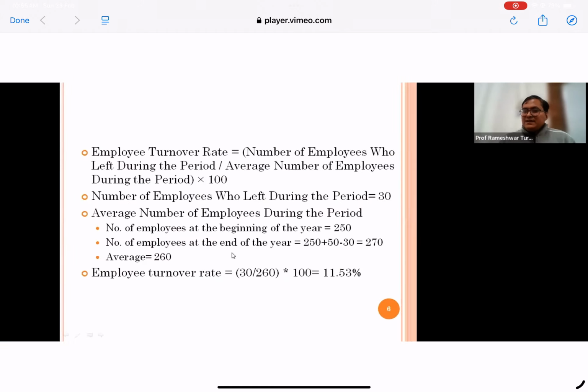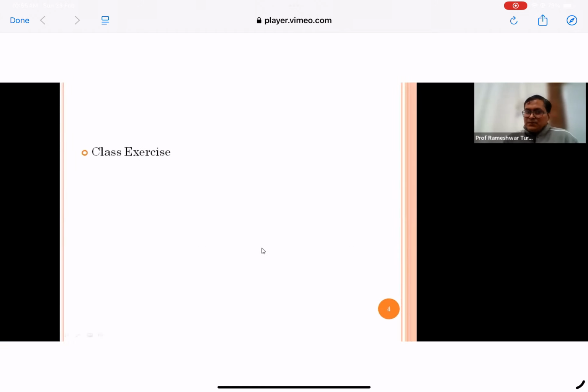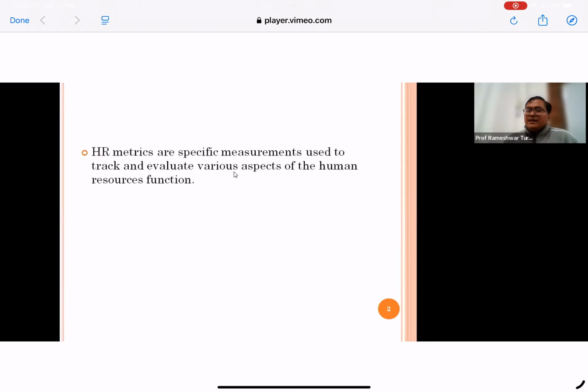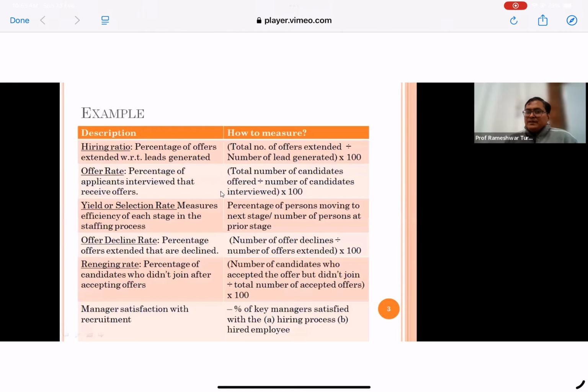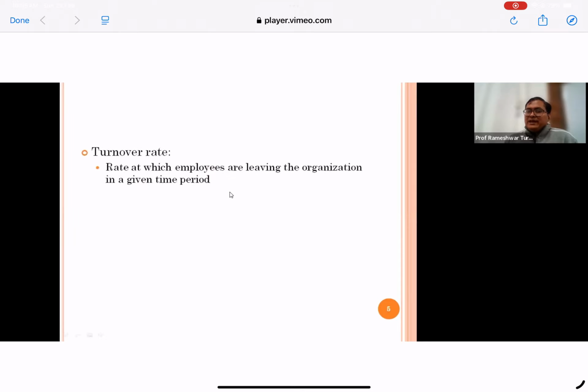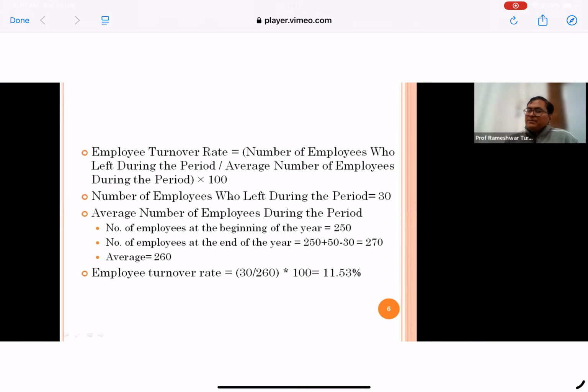So all this stuff is called metrics. To go back, metrics is a specific measure we use to track and evaluate various aspects of the human resource function. Okay. So like we have calculated turnover rate, like that multiple measures can be calculated. Okay.